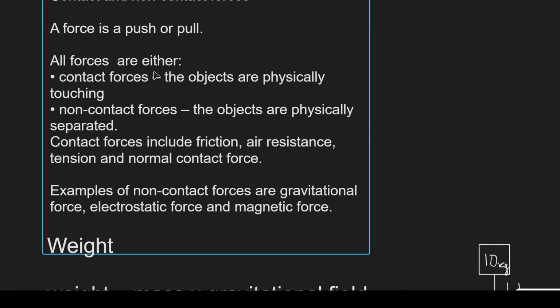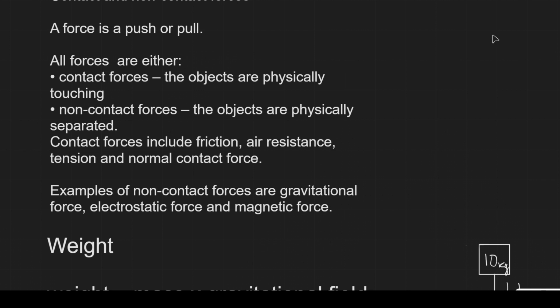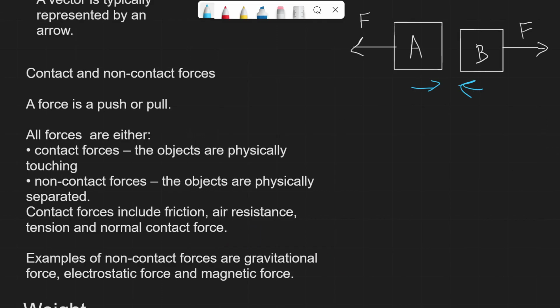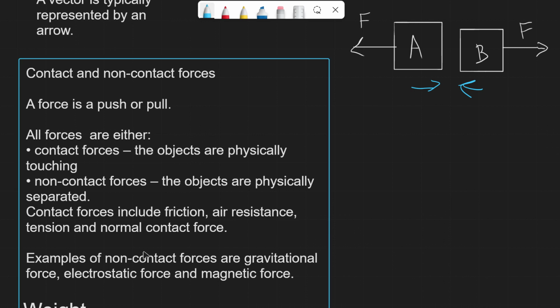However, all forces could be classified as either contact forces, in which the objects are physically touching. For instance, there's a collision force between those two objects. Let's say that they're both moving towards each other. So let's say that this one here is going towards B and this one here is coming towards A. Non-contact forces are physically separated. An example of that could be gravitation, the electrostatic force, and the magnetic force.